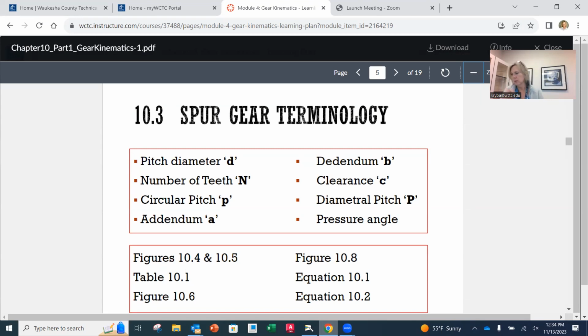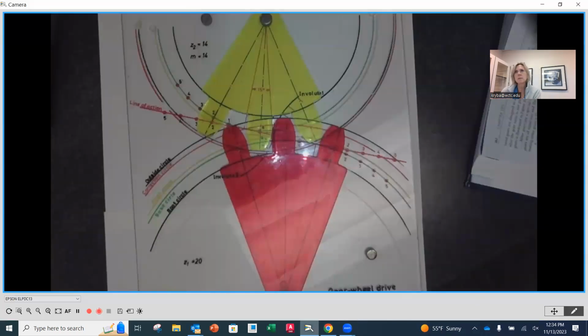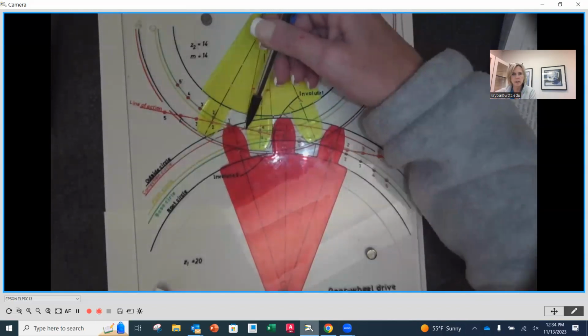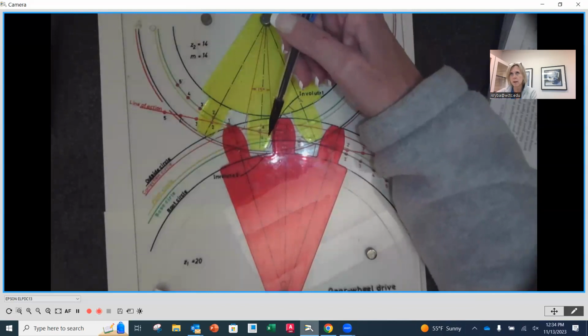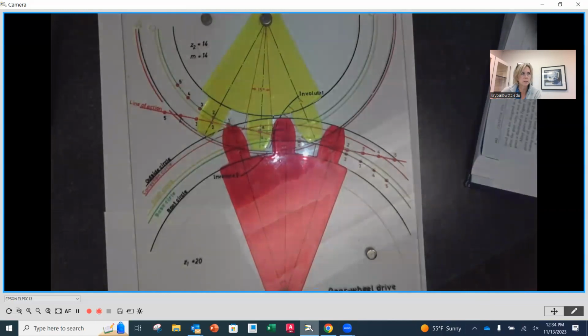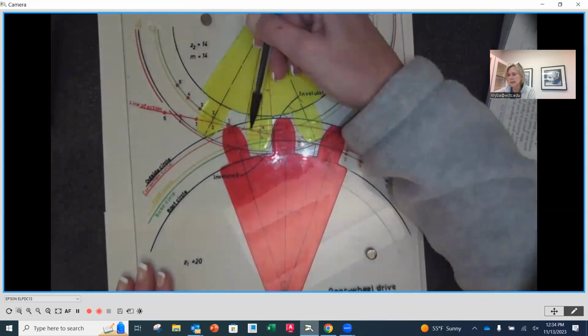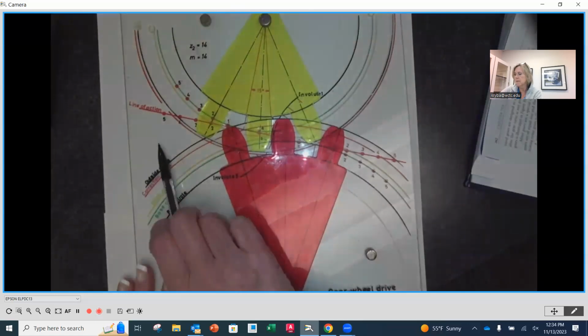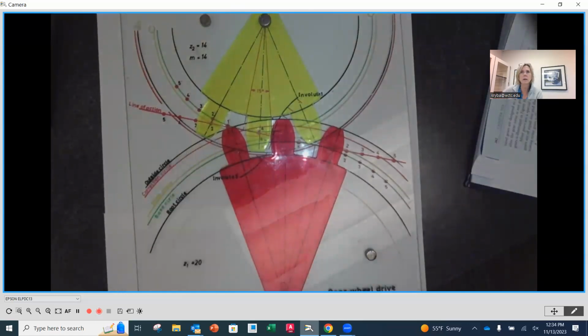Pressure angle. Let's take a look. We can see that on here as well. Pressure angle is the angle of the line of action, which is the resultant of the tangential and the radial forces, and it's along this line of action. We measure that line of action from the horizontal, and we get three options for pressure angles. These are the only ones out there: 14.5, 20, and 25 degrees.